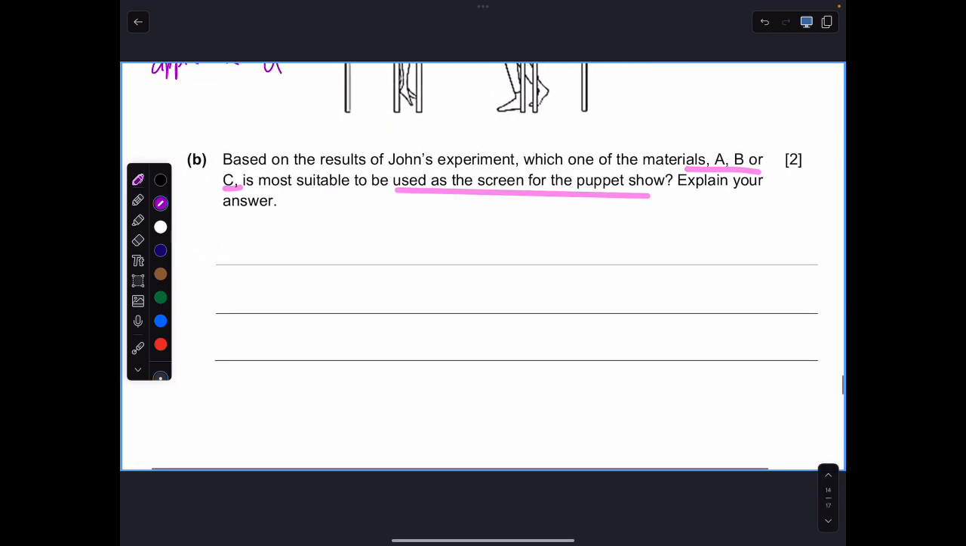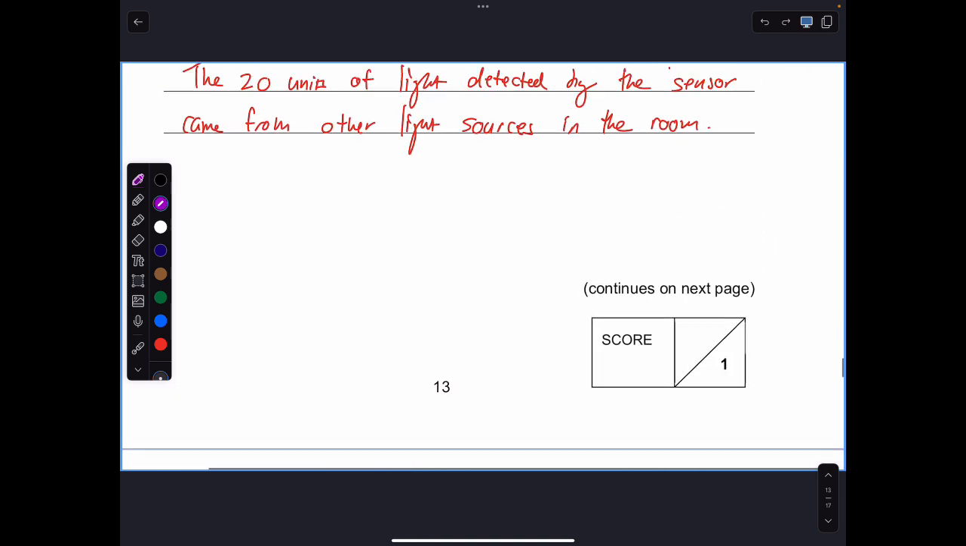So now let's craft the answer. My C is actually material C. And then after that, my E, my evidence, would be only C allowed some light, or you can say only, one second, let me think, how can I craft this?